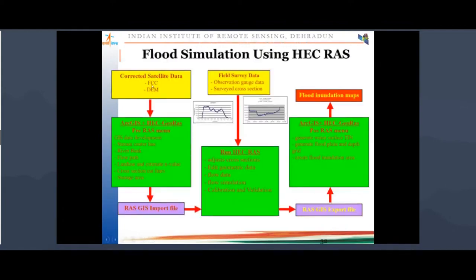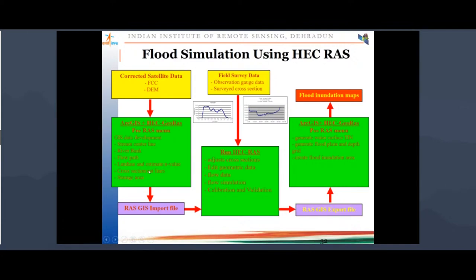First of all, we take satellite data like false color composite and a digital elevation model. Then in ArcGIS, we generate some GIS database. These are the important things: stream center line, river bank area, flow path, that is, what is the flow path of the water, land use and Manning coefficient, which is also very important so that I can find out the velocity, cross sections of the rivers at different places, and storage area. I have to find these out.